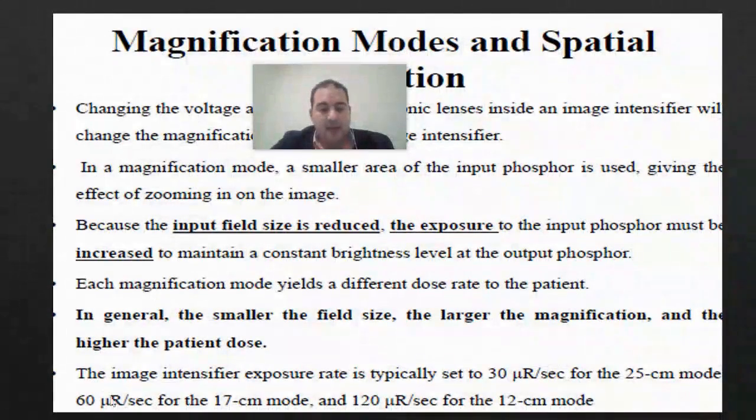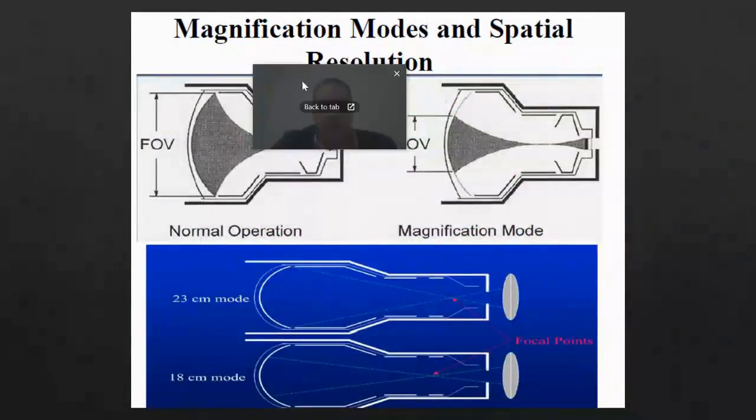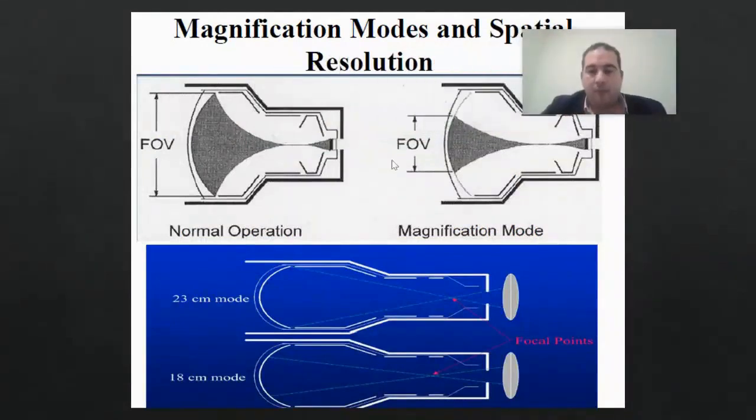Okay, 60 microroentgen per second for 17. Did you notice what happens? Your dose or exposure rate increases as you reduce or change your field of view or field size. You increase the dose rate that your patient receives. And at 12 centimeters, it reached 120 microroentgen per second. This is the same idea in the case of normal and in the case of magnification.